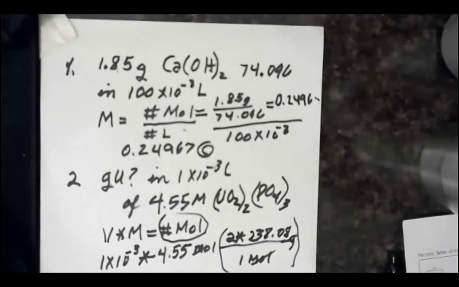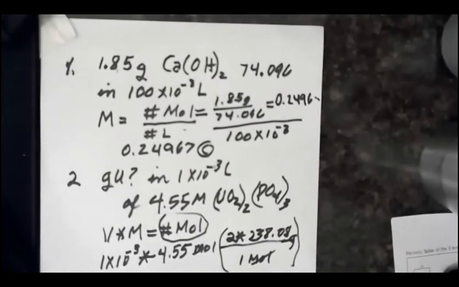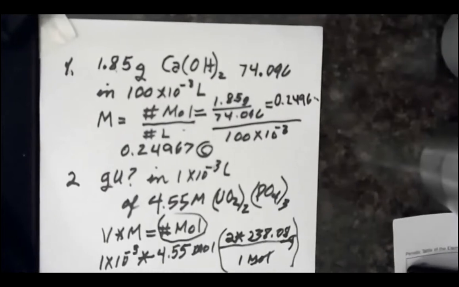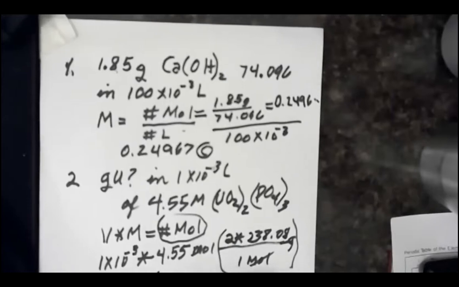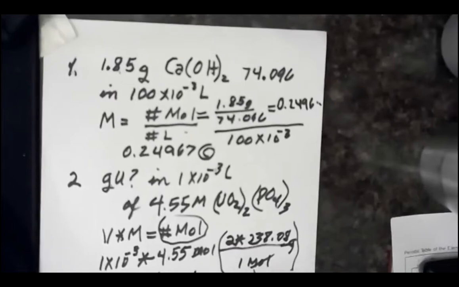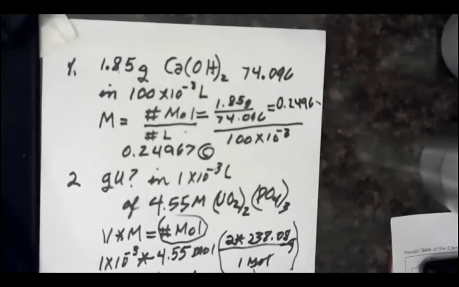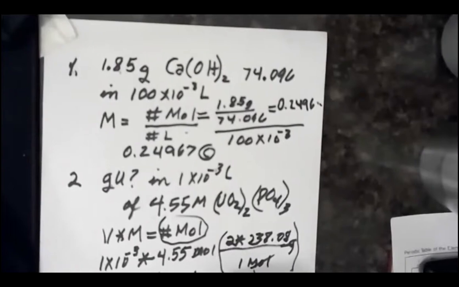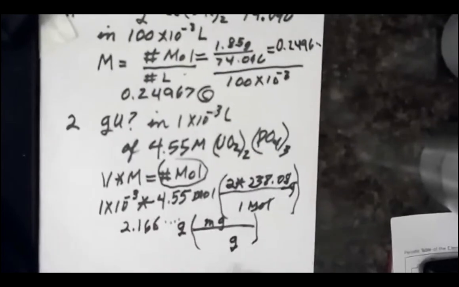Okay, and then times 2 times 238.08. I'm still getting 2.16 grams. Okay, I'm getting 2.166 and digits like that in grams, and the answers are all given in milligrams, so I think there's a mistake here. I want to go from grams to milligrams, and milli is 10 to the minus third.